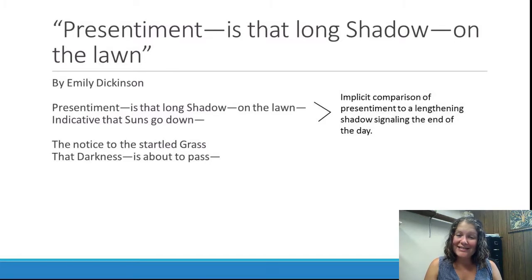So that's it for these short explanations of how similes and metaphors work. We're going to be talking about them in a little bit more detail in the discussions for this week. So I'm looking forward to seeing what you have to say about them.